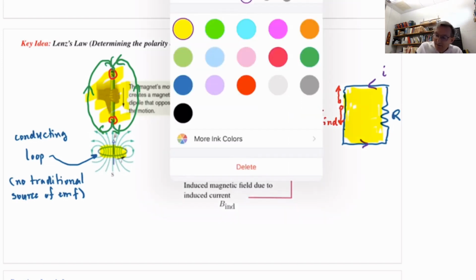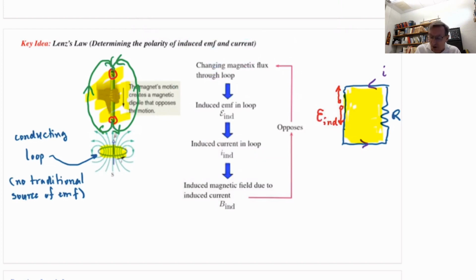All right, that's the first step in this kind of flowchart sequence of events. It's here at the top. I have a changing magnetic flux through a loop. In fact, I want to be a little more specific about what we have at this step. I have a magnetic flux, phi sub b, that is increasing in that conducting loop due to the fact that I'm moving the magnet closer.